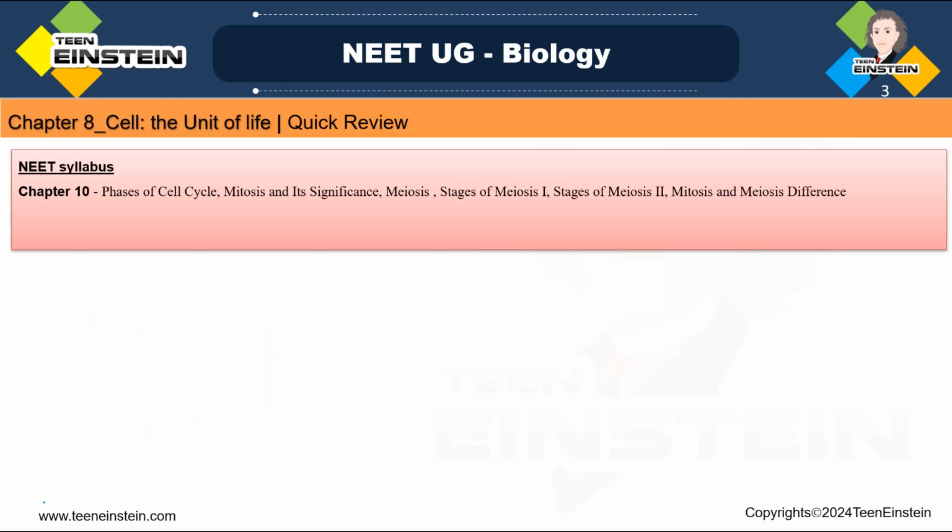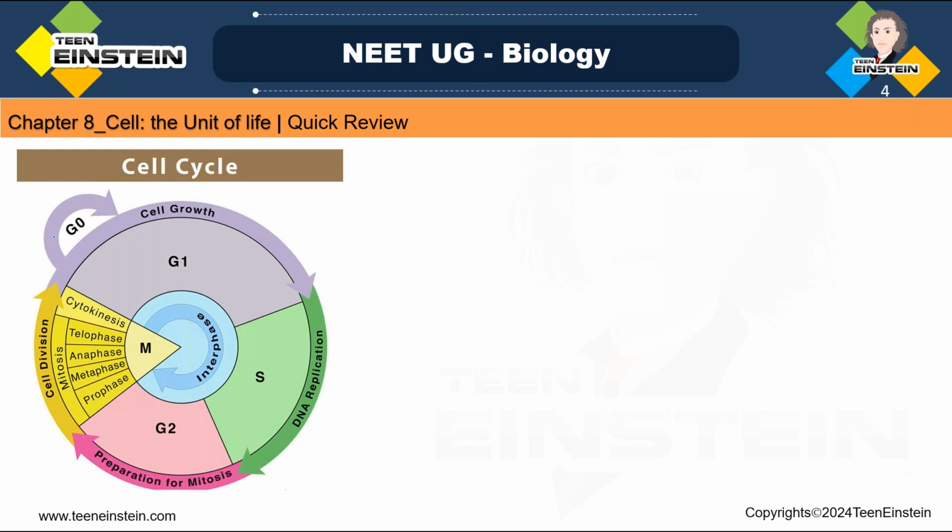And in the 10th chapter, we need to learn about the phases of the cell cycle, mitosis, and the significance of mitosis. Then we are learning about meiosis and the stages of meiosis. In meiosis, you will get meiosis 1 and meiosis 2. And the difference between mitosis and meiosis you also need to learn. So we have gone through all these topics about the cell cycle.